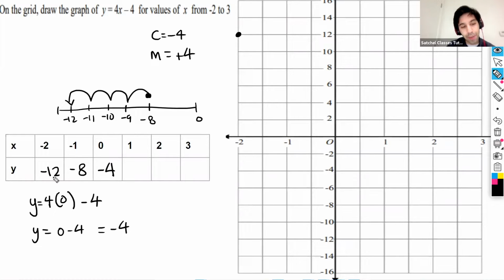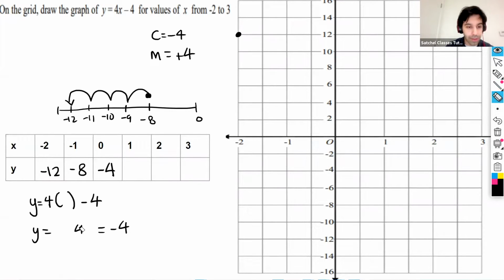Now, notice the pattern here. We are increasing, or we're adding 4 each time. And because this is a straight line graph, the increase will be linear. That means the increase will be by a constant amount. So just by seeing this, I will say that my next y value is going to be 0. So let's substitute 1 into this equation and see if our y value is going to be 0.